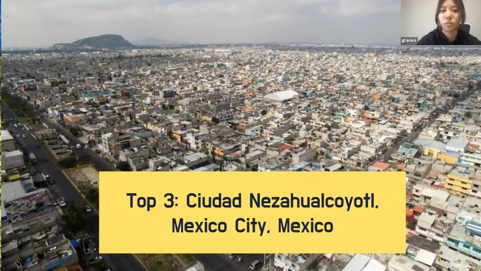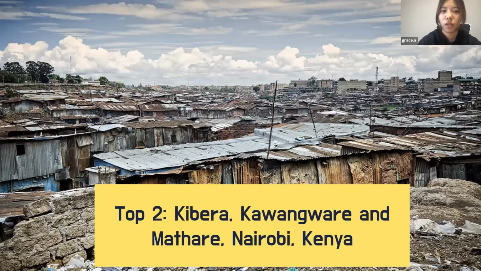The 2nd largest slum is located in Kibera, Kawangware, Martir, Nairobi, Kenya. About 1.5 million people live in this area. The area is filled with mud huts and tin shacks. Criminal gangs, violence, and police killings are serious problems in this area.